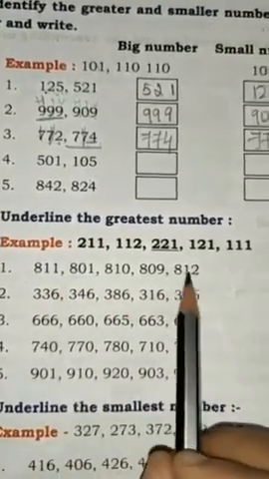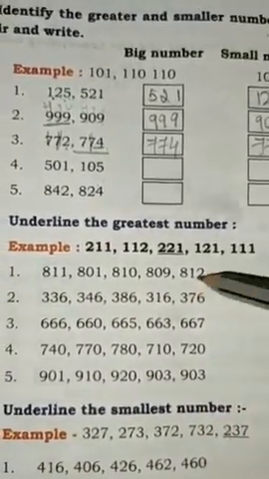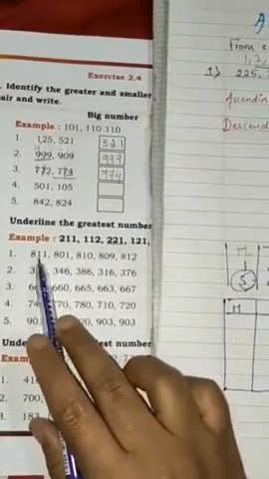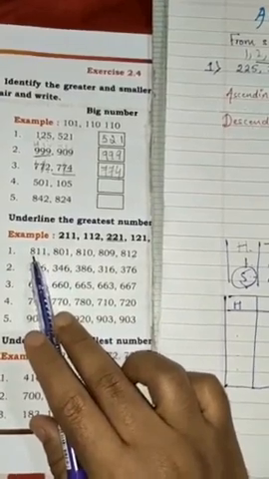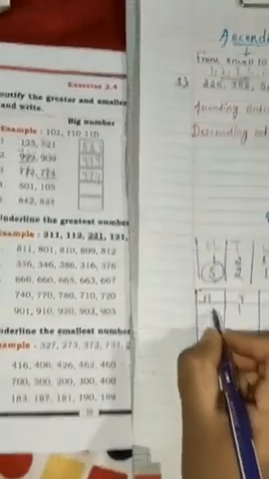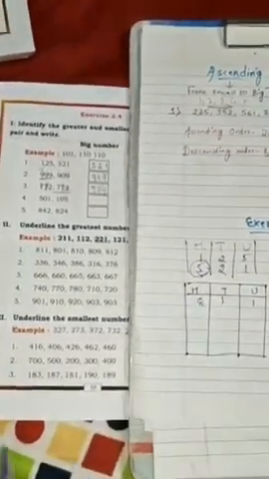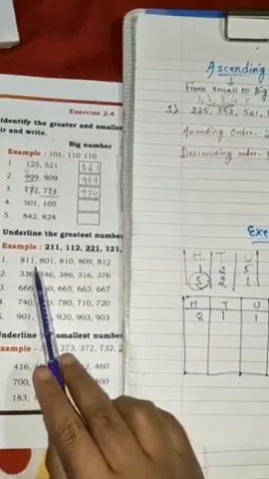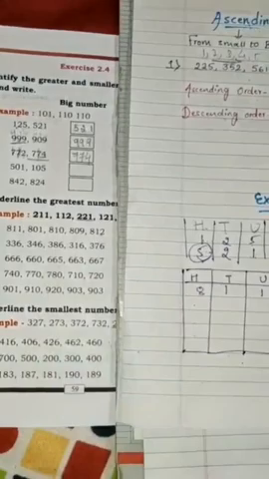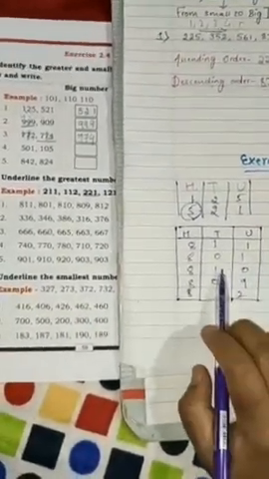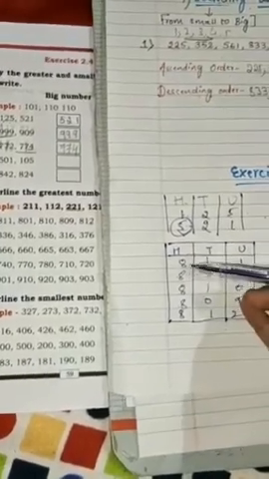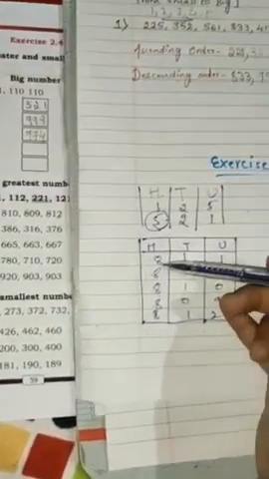First, let us arrange all these numbers in the place value chart. So 811: 1 is in the unit place, 1 is in the 10 place, 8 is in the 100 place. Next, 801, 810, 809, 812. Okay, I have written the numbers here. Now what do I have to do? I have to compare the digits in the 100 place.